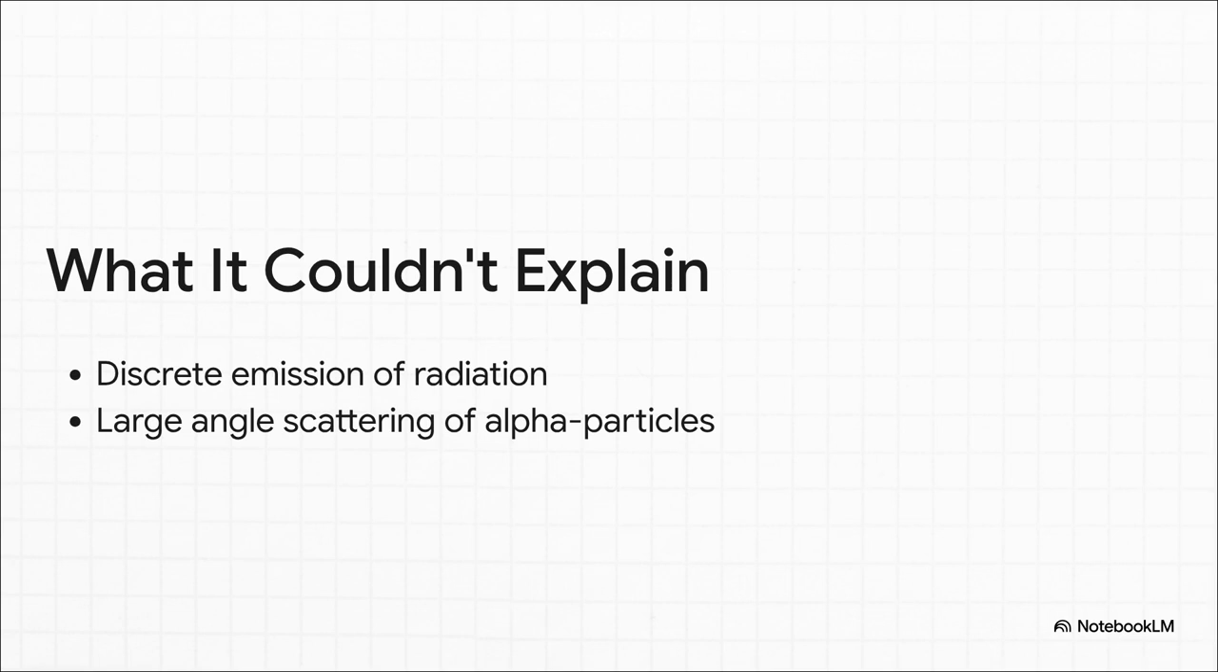First, it couldn't explain why different elements glow with very specific colors when you heat them up. It's like each one has its own unique color barcode, and this model had no answer for that. And the second problem, the real deal breaker, came from an experiment. When scientists shot tiny particles at a super thin sheet of gold foil, some of them bounced straight back. That should have been impossible. It'd be like shooting a cannonball at a piece of tissue paper and having it ricochet back at you.